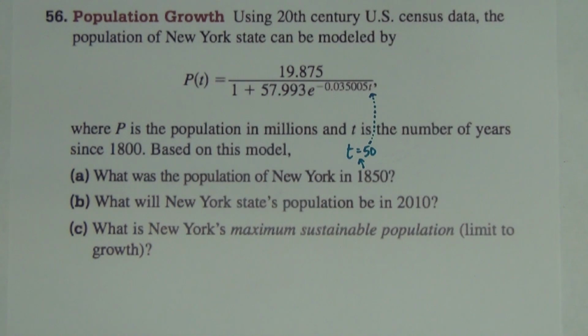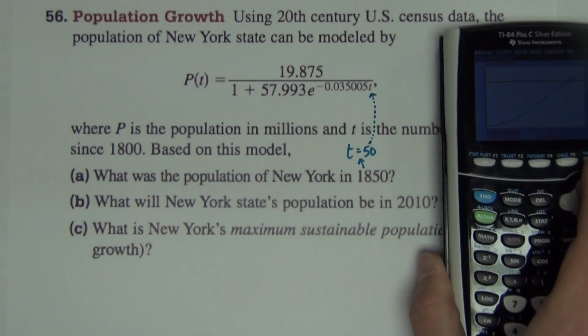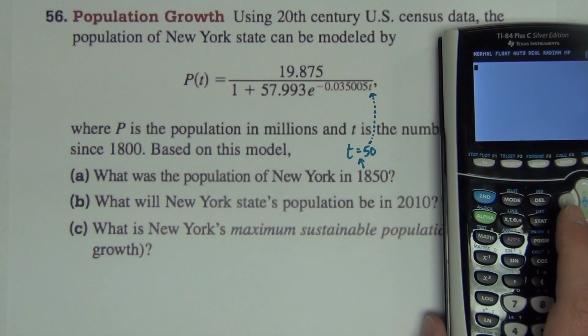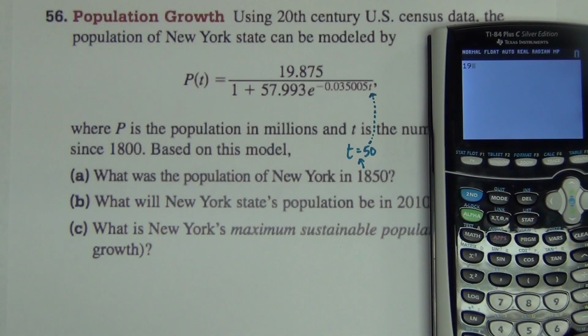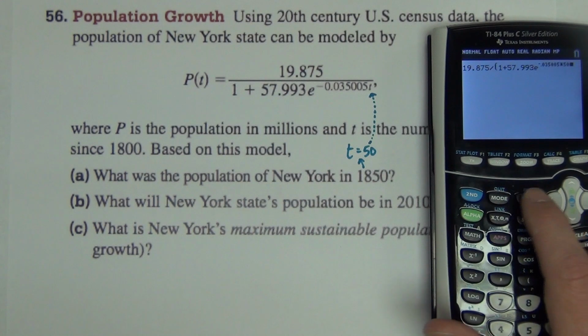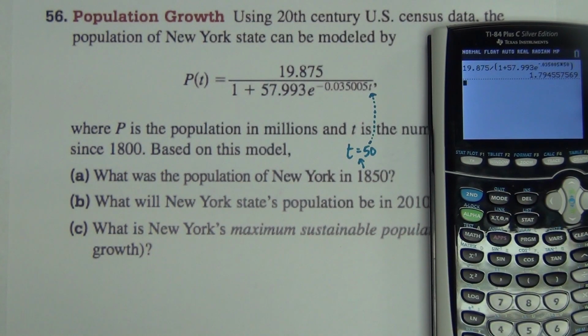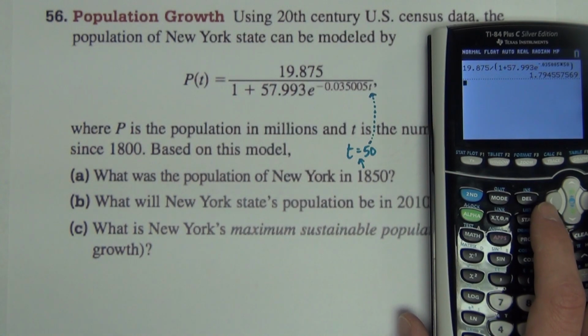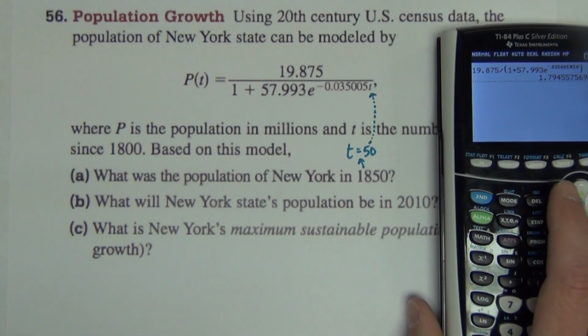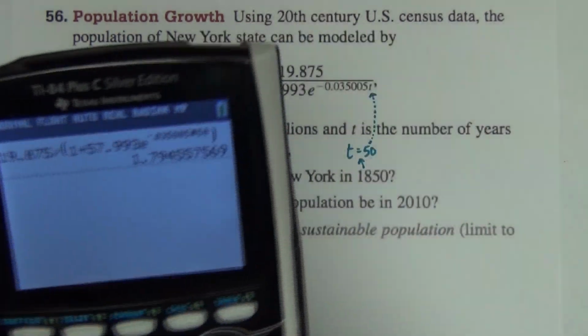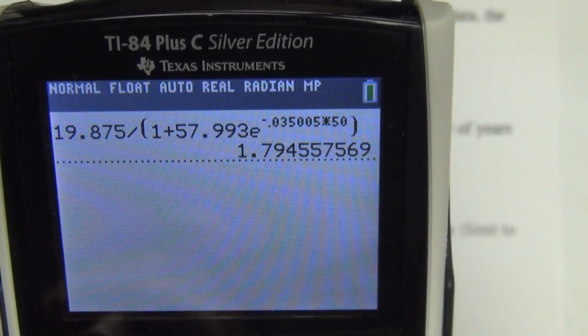And so what I need to do is substitute that T value of 50 simply into the function. Because of the nature of the function and the complexity of it, that is certainly a graphing calculator type problem. So I'm going to type this in, being very careful with parentheses. So dividing, I'm going to open parentheses. Okay, that should do it. And I get 1.794. I'll show it up here. 1.794.